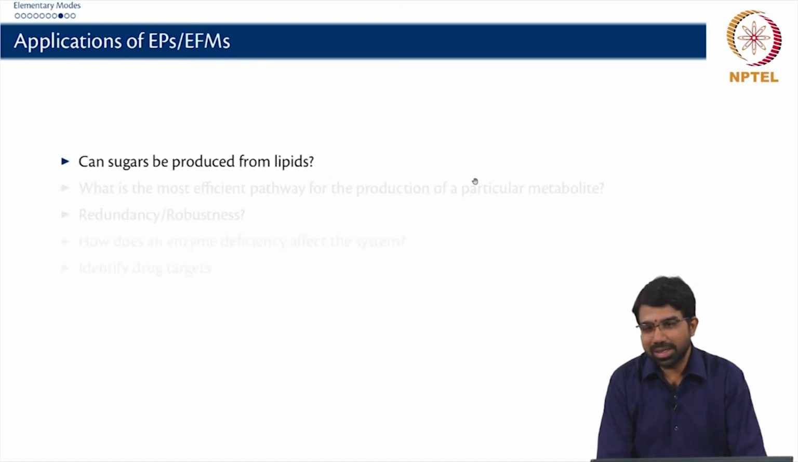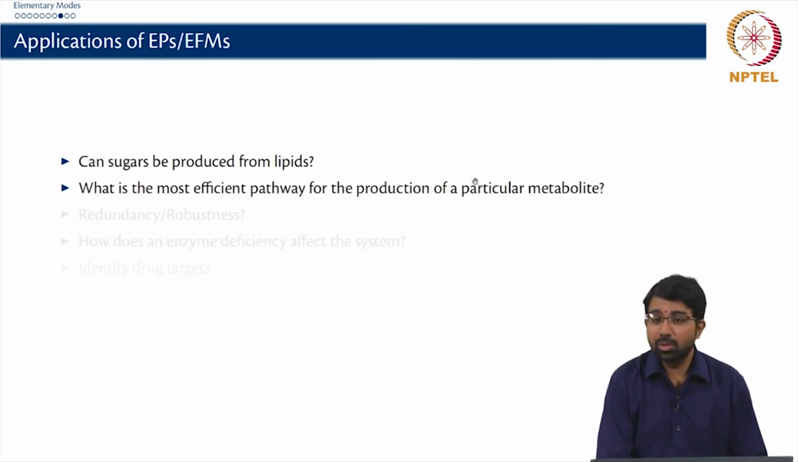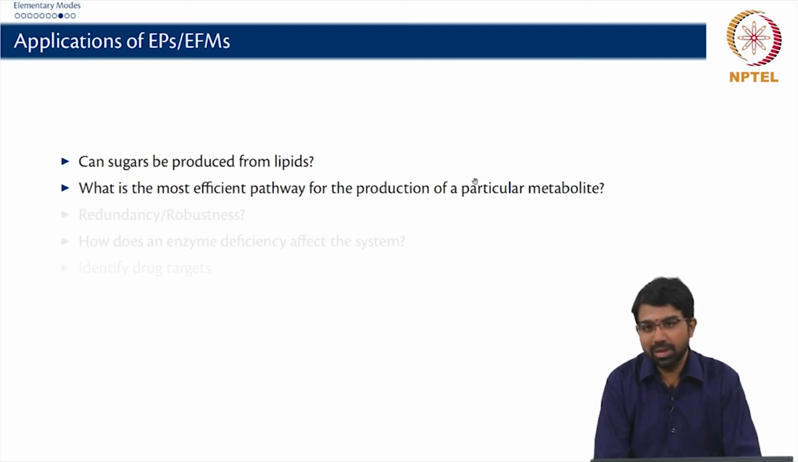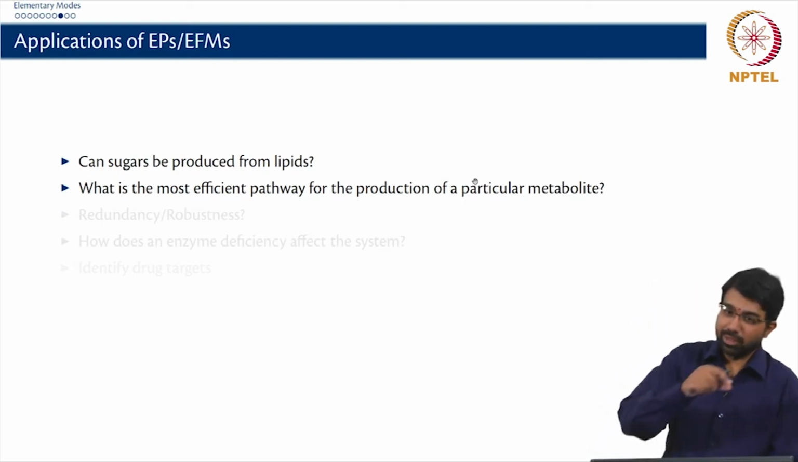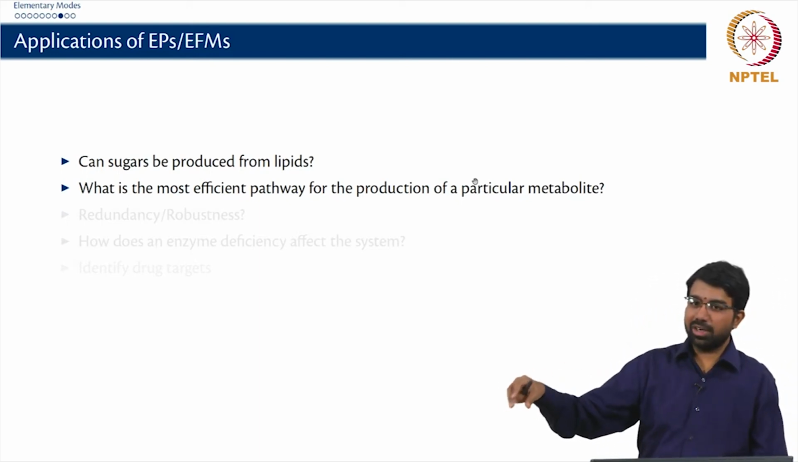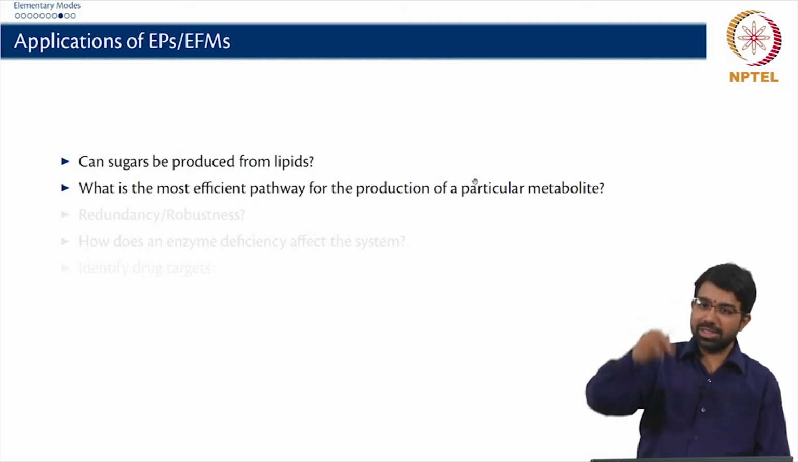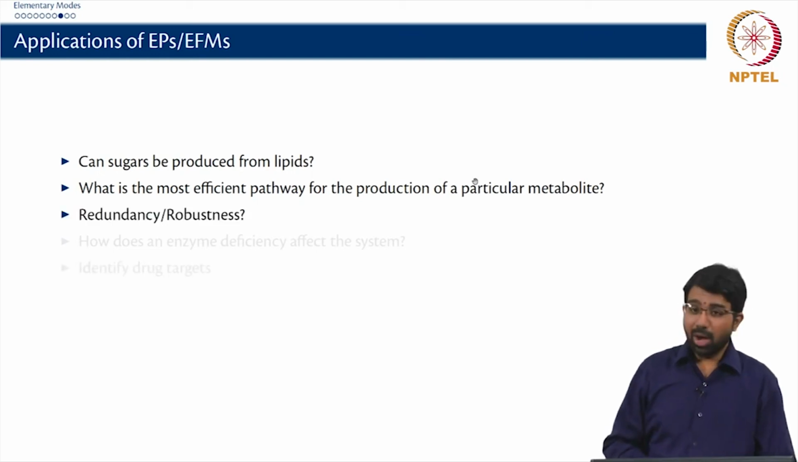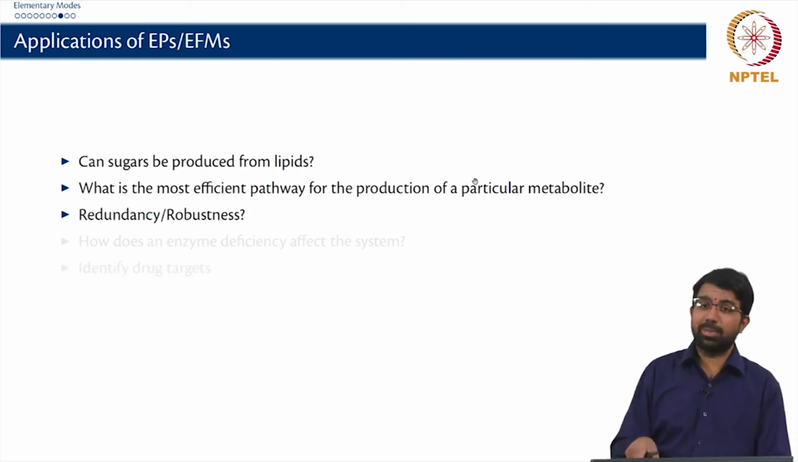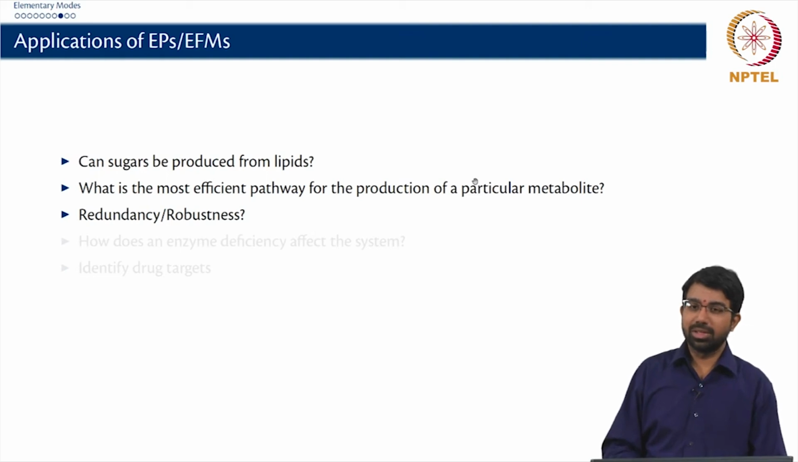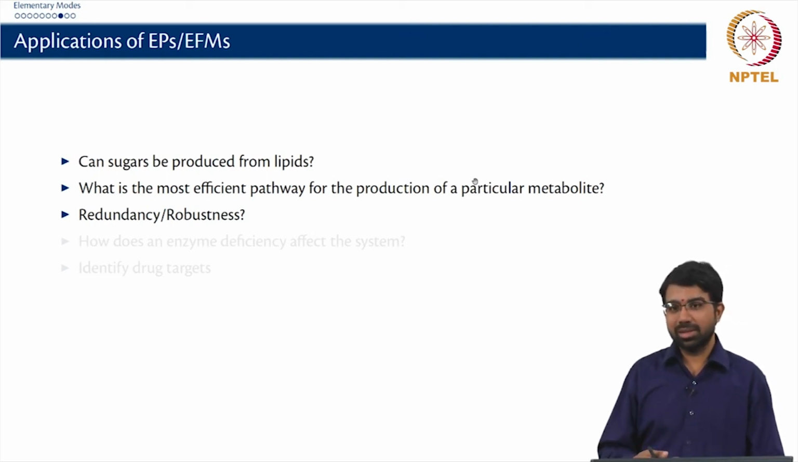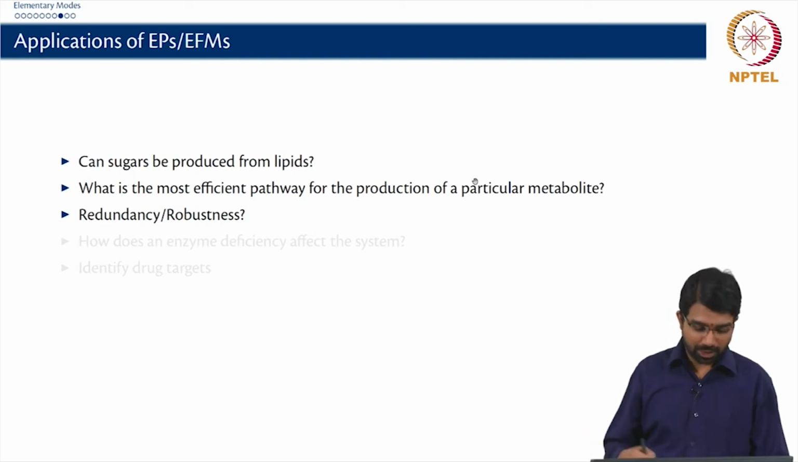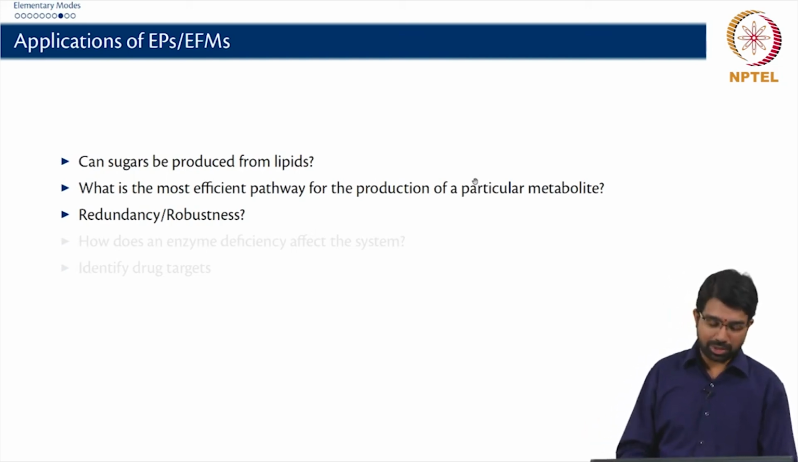So there are many interesting applications for EPs and EFMs. Can sugars be produced from lipids? What is the most efficient pathway for the production of a particular metabolite? Right? You can look at stoichiometry and things like that. If I use this EFM, I'll get X amount of product per Y amount of substrate. If I use this EFM, I'll get Z amount of product per X amount of substrate, and so on. How redundant is it? Do you have multiple EFMs between a pair of compounds? That will mean it's pretty robust, because you need to disable both EFMs to stop the production of the next compound.